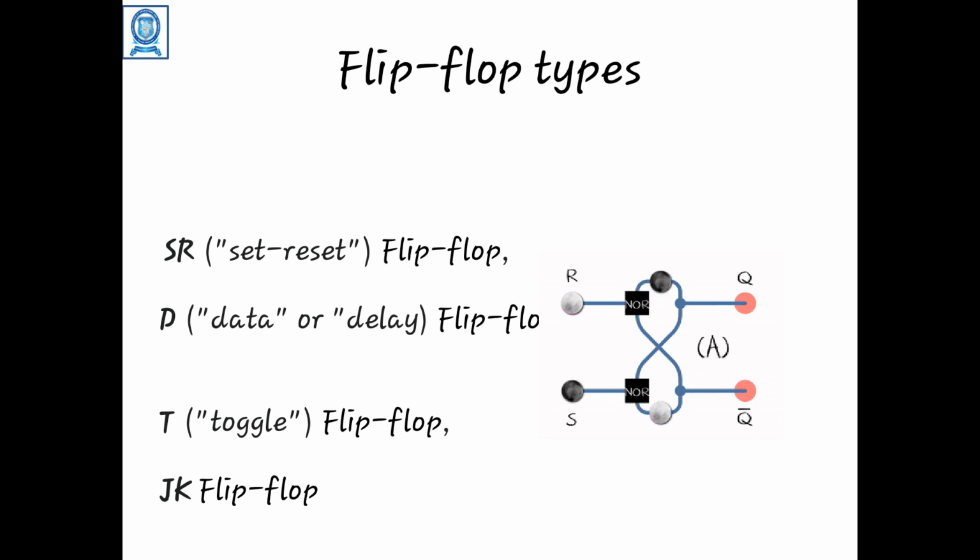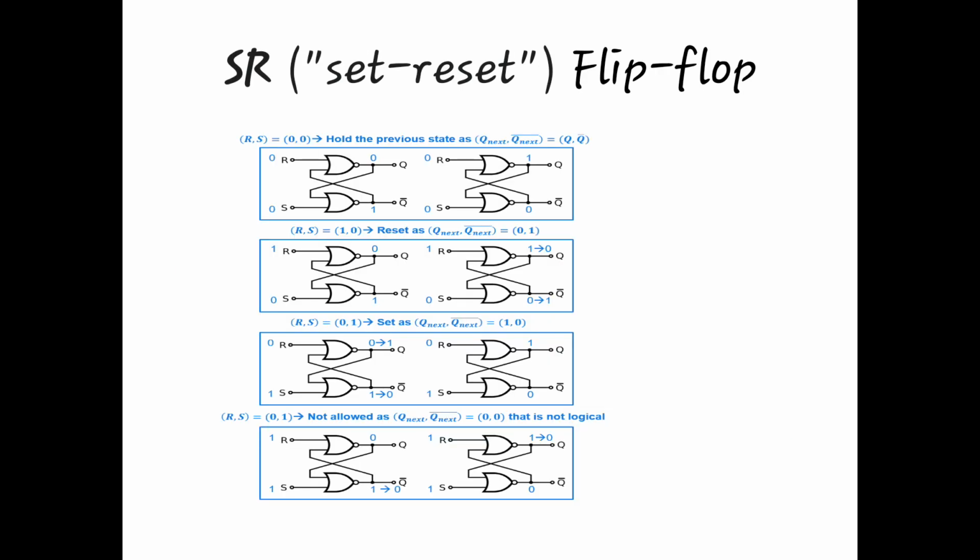So in case of SR flip-flop, S stands for set and R stands for reset. D is the data or delay flip-flop. T is the toggle flip-flop. JK is the JK flip-flop. These are all types of flip-flop. The flip-flops are categorized into mainly 4 types: set reset flip-flop, D flip-flop, T flip-flop and JK flip-flop.